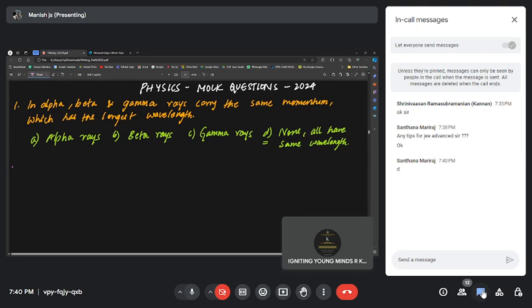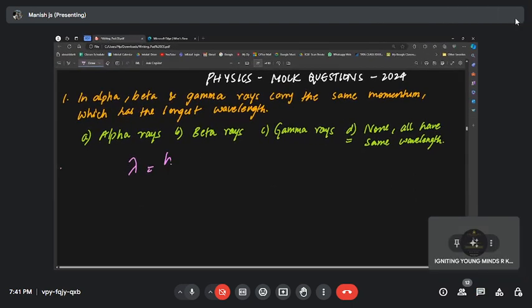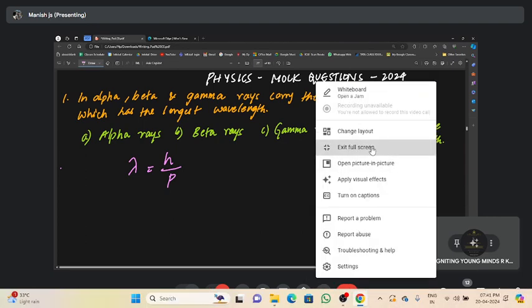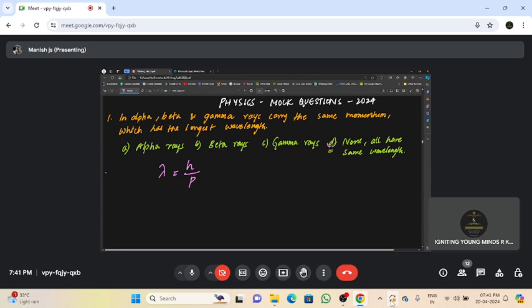Lambda is equal to h by p, sir. P is constant, so lambda is constant, sir. Very good. Perfect. According to de Broglie wavelength, we know that lambda is equal to h upon p. h is Planck's constant, and they have told that all three of them have the same momentum, so p is also the same. A constant upon a constant is going to be constant. Therefore, the wavelength is going to be the same irrespective of whether it is alpha, beta, or gamma. Hence the answer is option D.